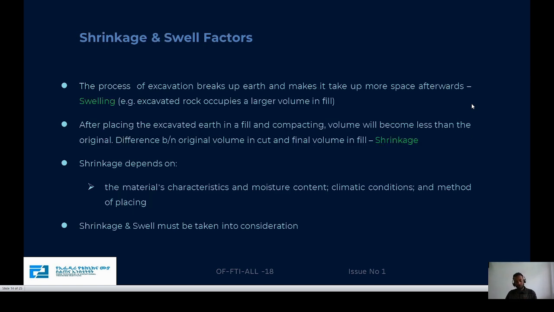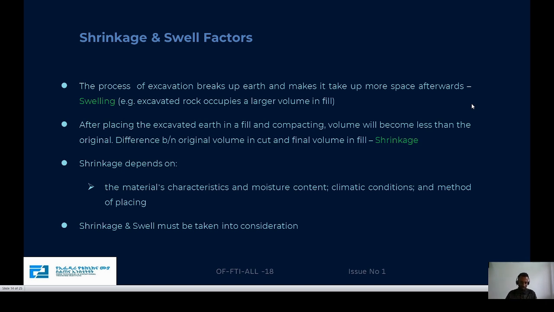A very important consideration in the calculation of earthwork is the shrinkage and swelling factors. For example, swelling happens when we excavate or break up the earth and it occupies more space. Excavated rocks occupy a larger volume in fill. Also, after placing the excavated earth in a fill and compacting it, the volume becomes less than the original. This value is the shrinkage.